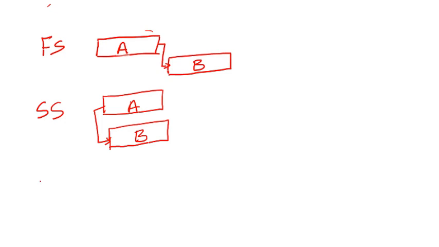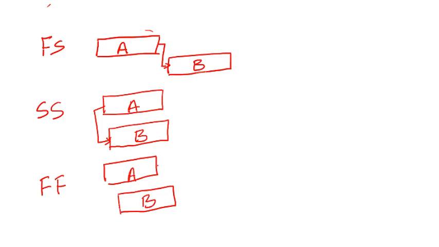Then activities can also have what we call a finish to finish relationship. Finish to finish relationship simply means that the predecessor activity must finish before the successor activity can finish. So you have activity A, activity B. A must finish before B can finish. That's a vivid example of what a finish to finish relationship talks about.